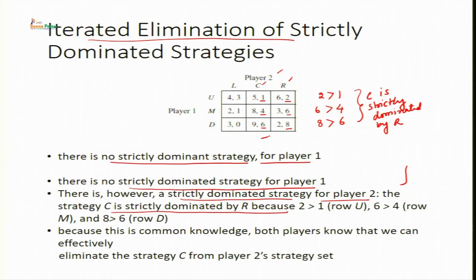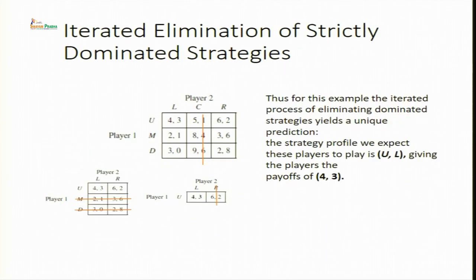Okay? Because you can see here, this common knowledge is coming into play, because player 1 also knows that player 2 will never play strategy C because it is strictly dominated. Okay? So, that is also coming into picture. That is why we can go for this iterated elimination of strictly dominated strategies. So, we will go like this. Player 2 will never play this strategy C as it is strictly dominated. So, we may delete it.